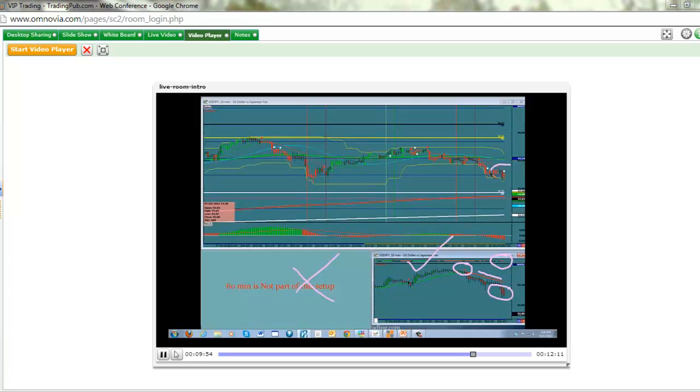I go up here looking for an arrow and a painted candle, and not only do I have an arrow and a painted candle, I also have a white dot. The white dot says we are potentially going 55 pips. All right. So I have a potential trade set up here. The question is, do I have a trade? And the answer is, no, I don't.